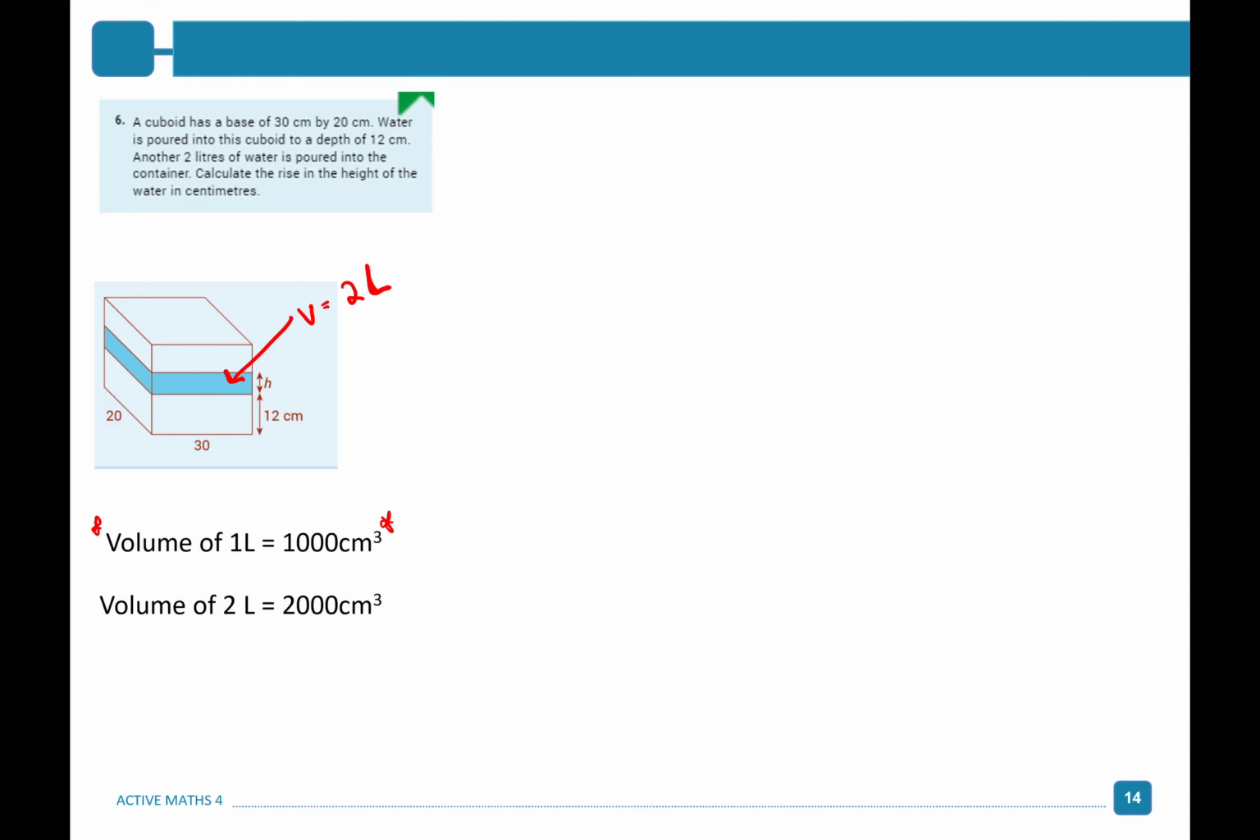First thing we're going to do here is write down what we know. So we know that the volume of this blue area is equal to 2,000. We now substitute our volume for a formula for the volume of a cuboid. That gives us length times breadth times height equals 2,000. Substituting in the values that we know, we have 30 times 20, because we can see that our length and our breadth are 30 and 20, and times height, the h, which I don't know yet.